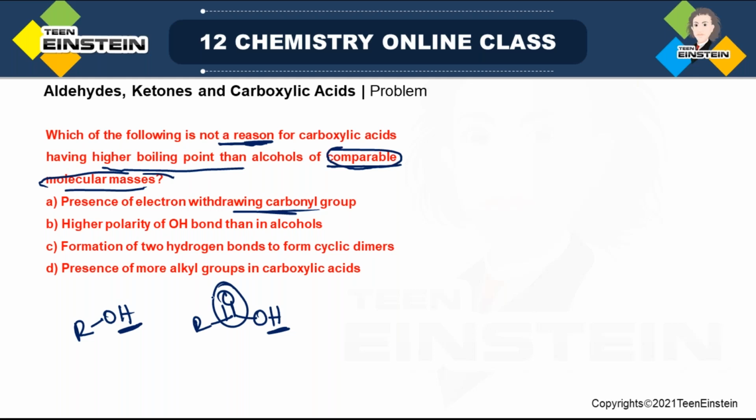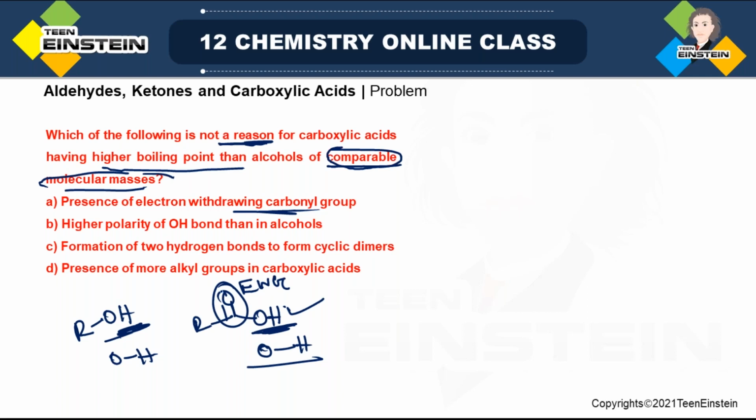Second statement is higher polarity of OH bond than in alcohols. Now this part is fixed, OH-OH, but if you consider the polarity of the OH group of carboxylic acid and the OH group of alcohol, obviously in this case, because of the presence of this electron withdrawing group, the polarity of this OH bond will be high compared to the OH bond that is present in alcohol. So this is also a perfect reason why it is having higher boiling point compared to alcohols.